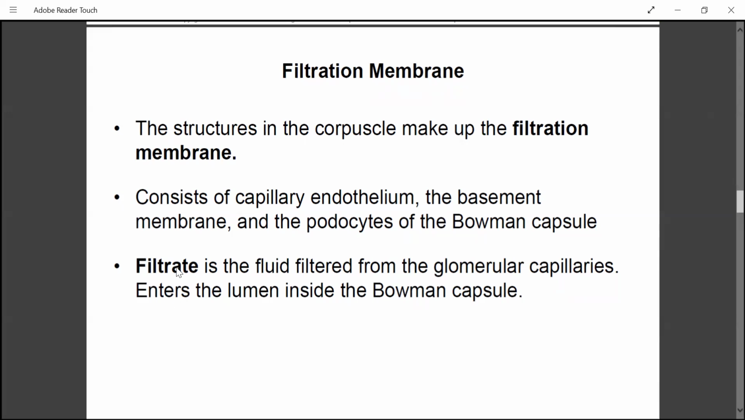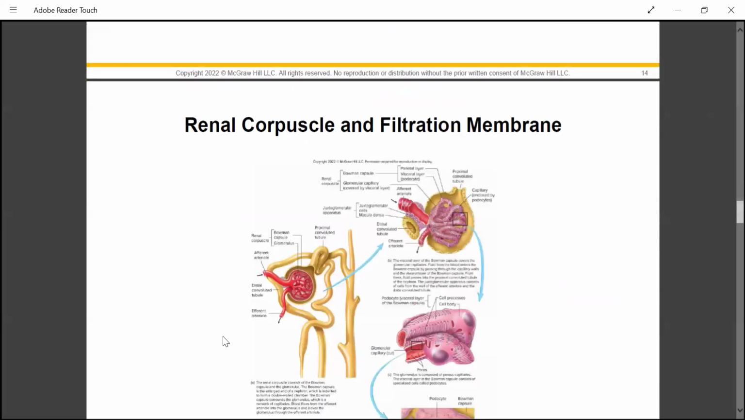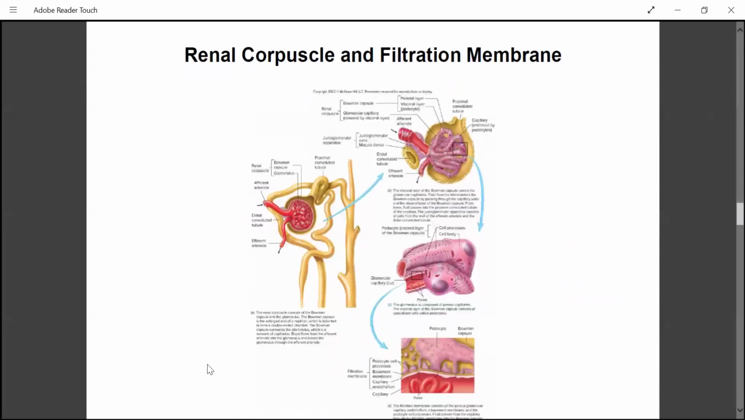So the glomerulus is under high pressure, fluid is forced out of the glomerular capillaries and collected by Bowman's capsule, and that's what we call our filtrate. This slide goes into a little more detail than we need to be concerned with. What you guys should know is that we have blood entering our renal corpuscle via our afferent arteriole. So now we have our capillary network here. That's the glomerulus. It's under high pressure here. So a lot of fluid is being forced out and captured by Bowman's capsule.